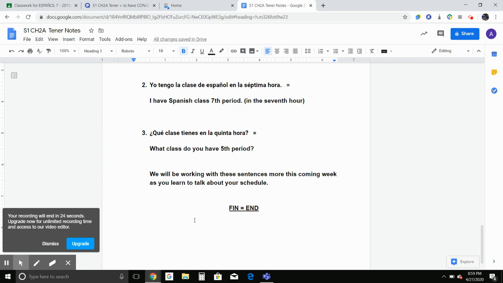We'll be working with these sentences more this coming week as you learn to talk about your horario or schedule. Okay? Always look for the fin, which means the end, at the bottom of the notes or any pages I give you. Then you know you've gotten through everything.